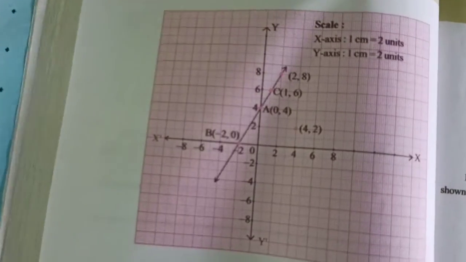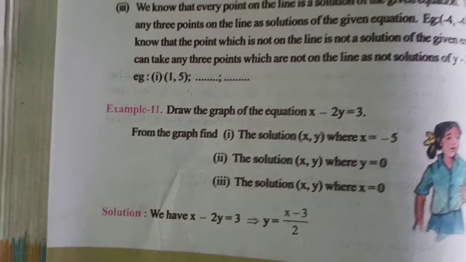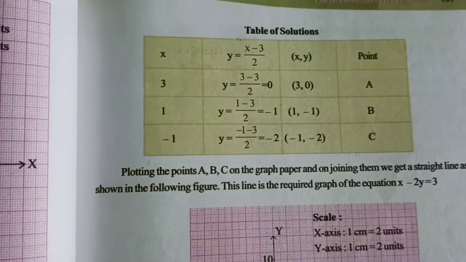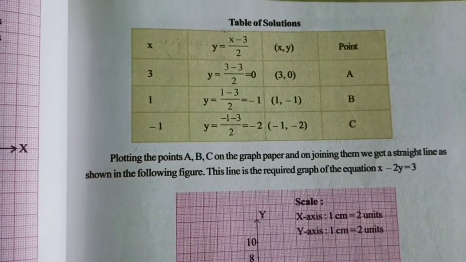With this he got a graph like this. Next, this is the question. You can see question number 11. In question number 11, you got it like this, with 3 solutions.